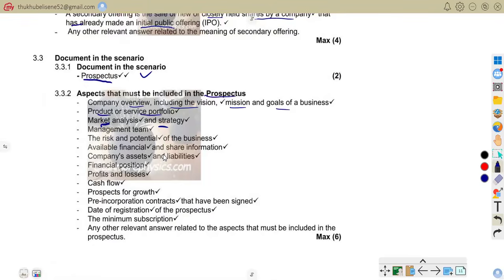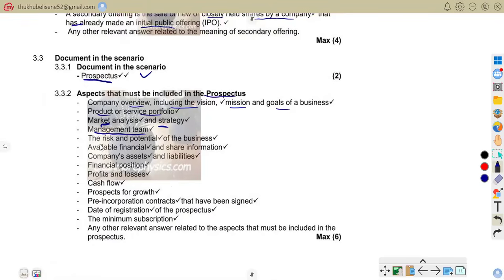So with market analysis and strategy, this explains the target market and marketing strategies of the company. For example, the company may target young customers through online marketing. So that is a market analysis and strategy. Management team. With management team, you're talking about information about directors and managers running the business. For example, the CEO's qualifications and experience may be included.